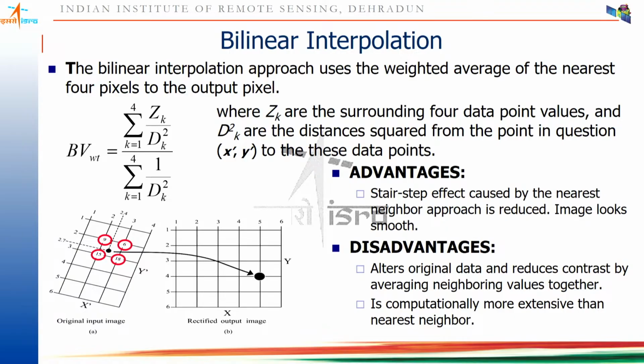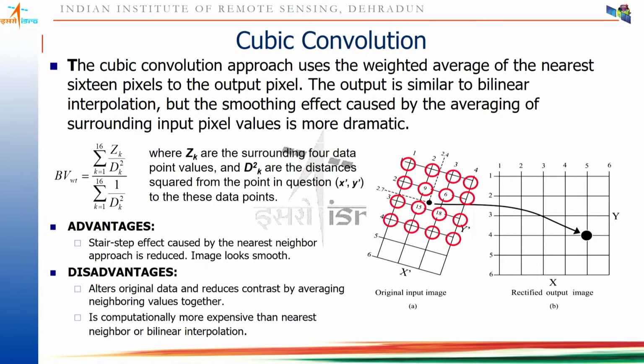The third method is cubic convolution. When the error is more, you use the cubic convolution approach, which is basically the same as bilinear interpolation. The only difference is it takes a weighted average of the 16 nearest pixels. So it's even more smoothing. If you are taking a weighted average of 16 pixels, it is smoother than the bilinear. And disadvantages are also similar. It will take much more time to compute than bilinear interpolation, and it also is not original data, it is computed data.